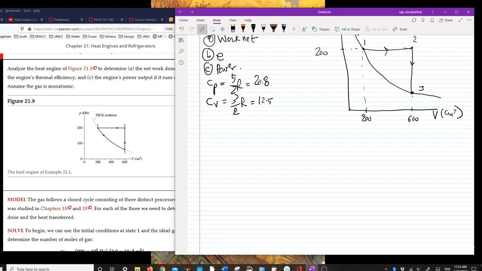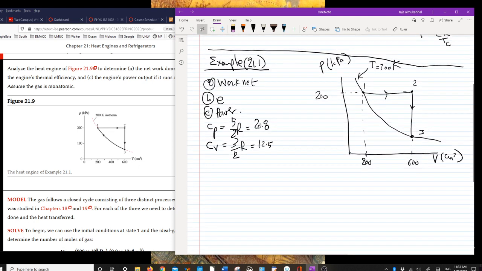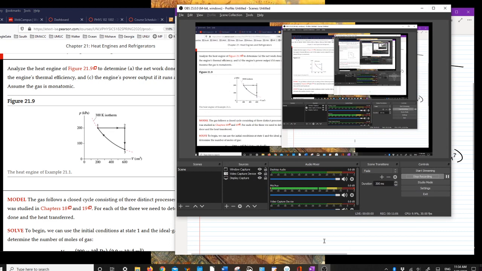All right, so how do we do it? In each cycle, we want to determine the work. Before we do anything, we have enough information at point 1. We know the volume, we know the pressure, so we can calculate the number of moles. Let's do that once and for all. We have PV equals nRT, so P1 V1 equals nRT1, is that right? Hold on, let me make sure my video is working. Sorry about that. Yes, it is.